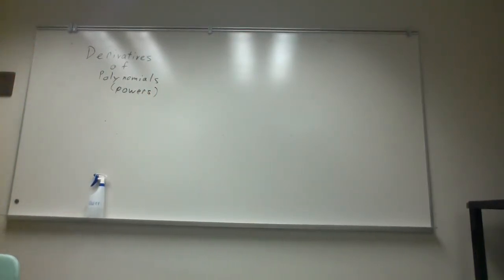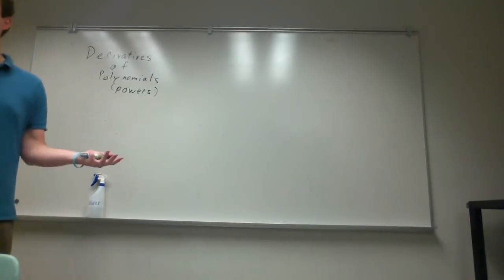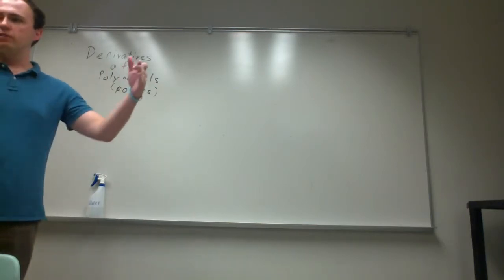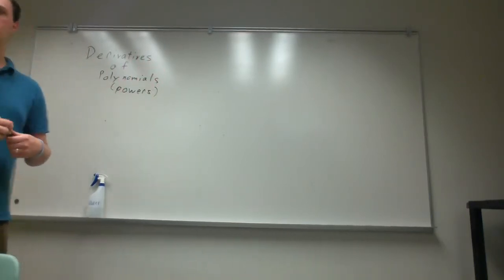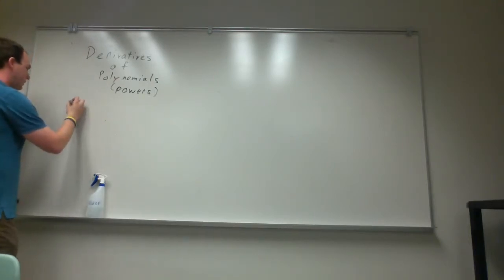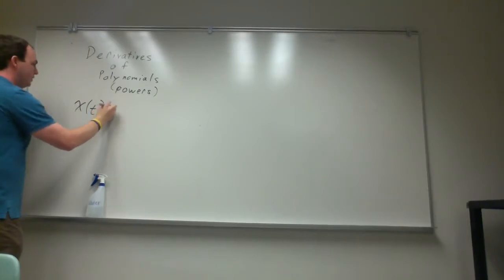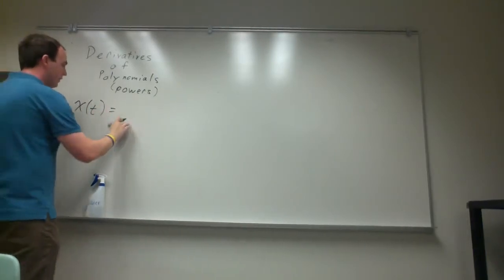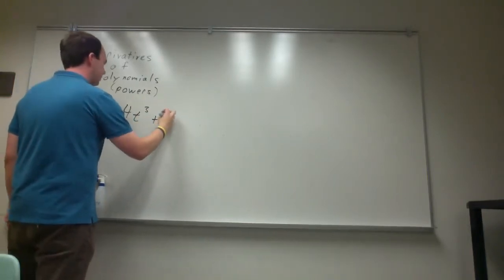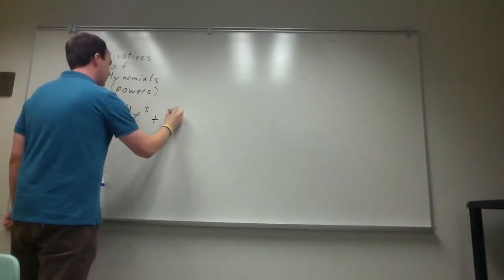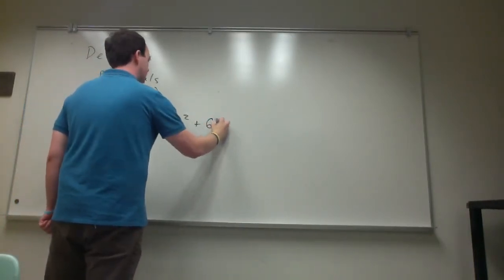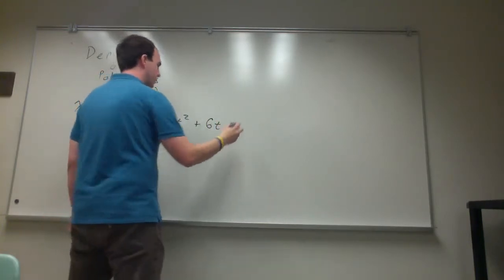Right, so a polynomial is something where you have, so we'll work with t as our variable, right, because that's what we're mostly dealing with. So you have terms that are t to some power, right? So x of t, like if somebody gave you this, 4t cubed plus 8t squared plus 6t plus 5.